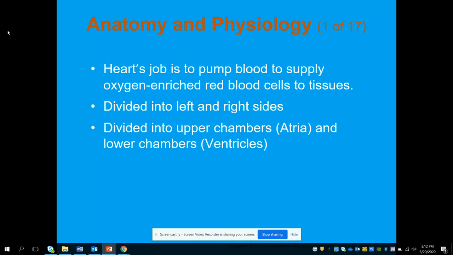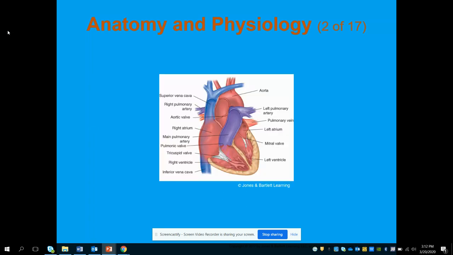So let's take a look at some anatomy. We know that the heart's job is to pump blood to supply oxygen-enriched red blood cells out to tissues, and the heart itself is divided into right and left sides, and then in the top and bottom, the upper chambers, the atria together, so the right and left atrium, and then the lower chambers, which are the right and left ventricles. And so this picture here just re-emphasizing how that structure is.